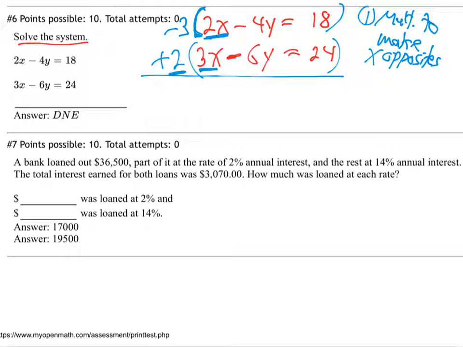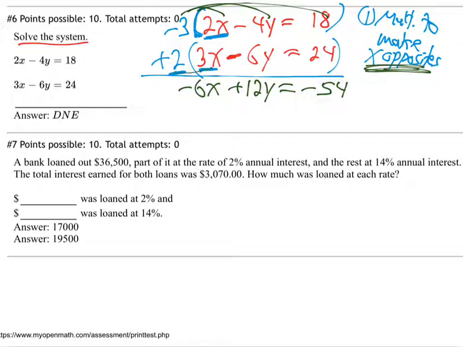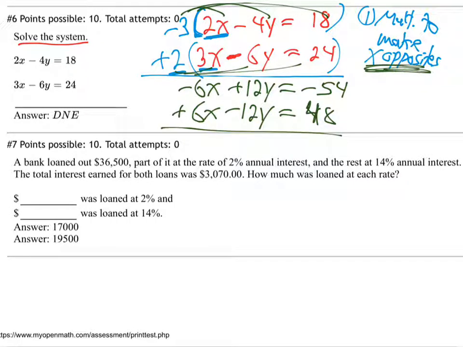So I'm purposely making the x's opposites. I'm not even worried about the y's. You just pick one letter. You could do x's or y's. It doesn't matter. Just pick one letter and multiply both equations to make those opposites. So boom, boom, boom. I get minus 6x plus 12y is minus 54. The bottom equation, boom, boom, boom. Plus 6x minus 12y is 48.